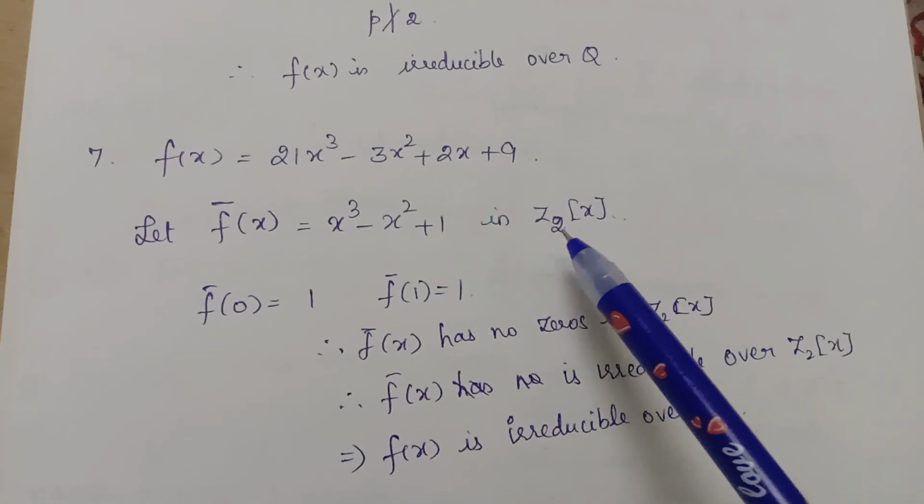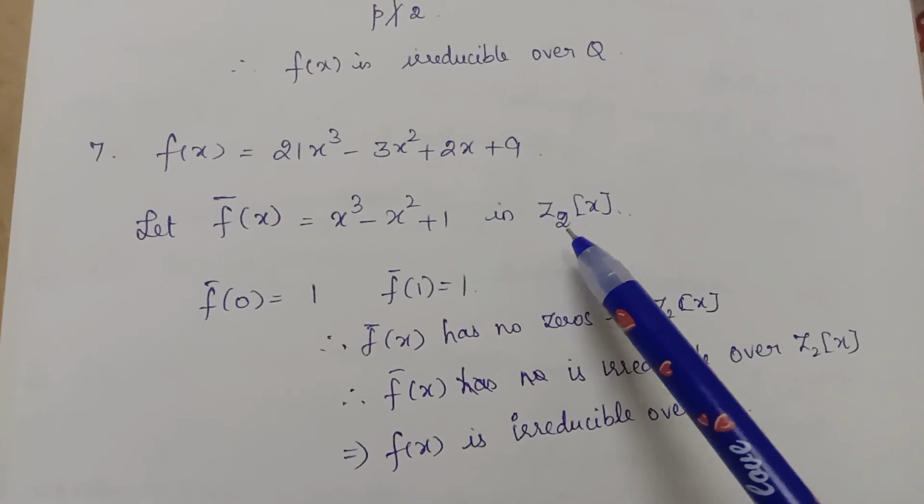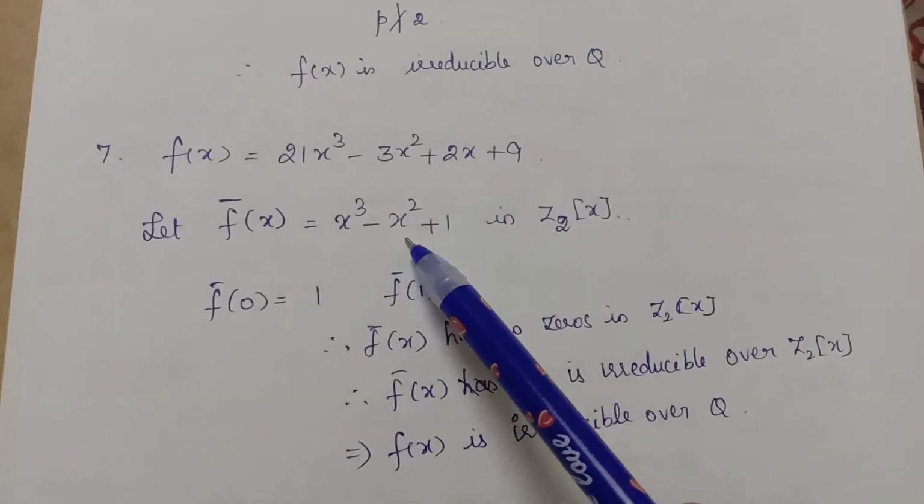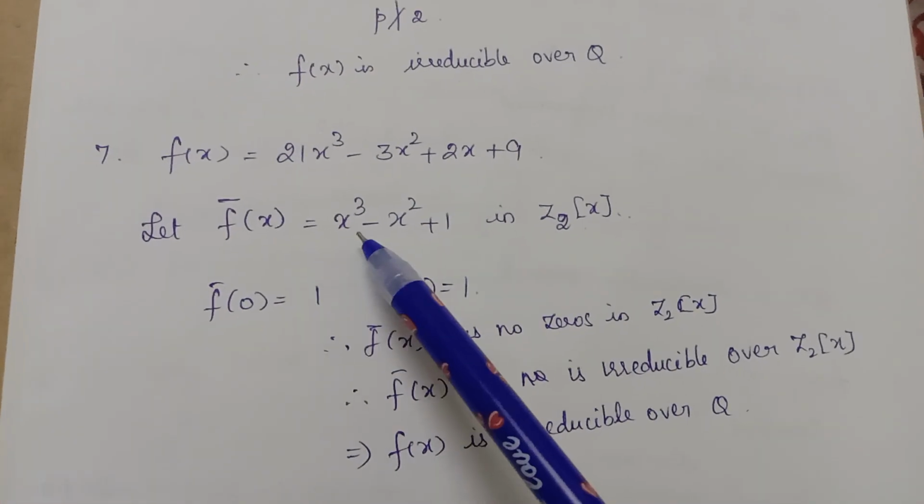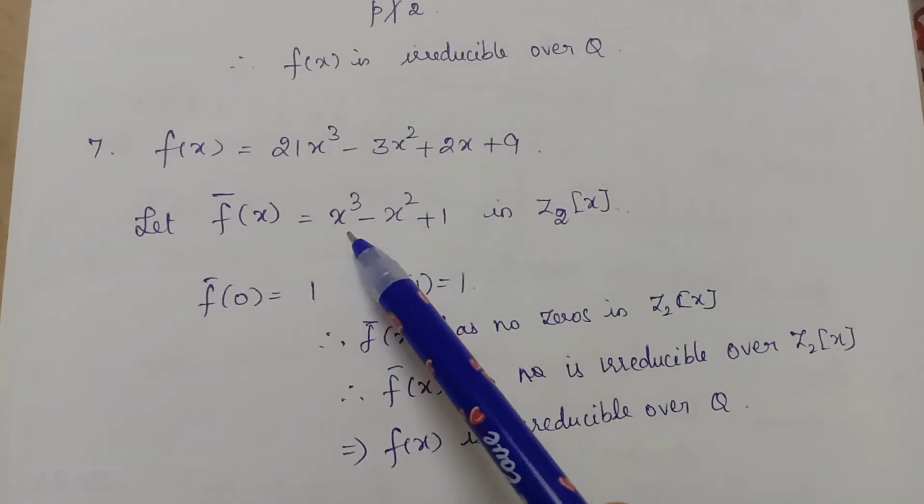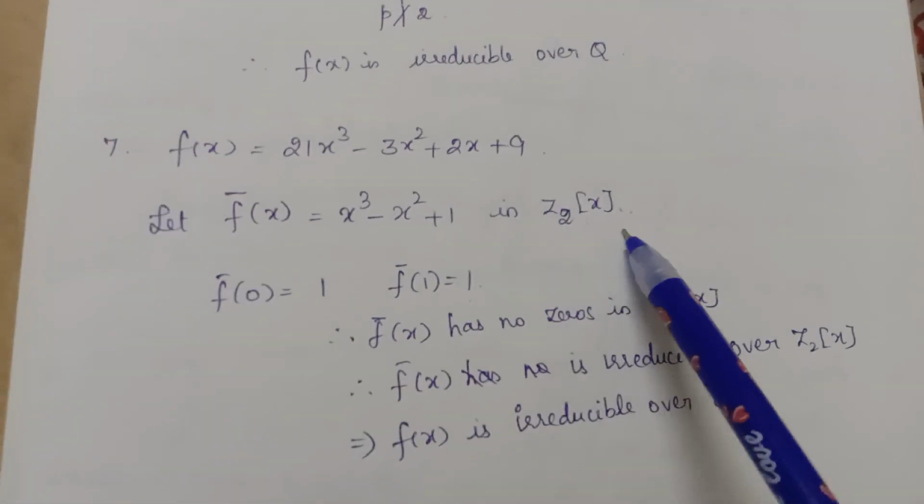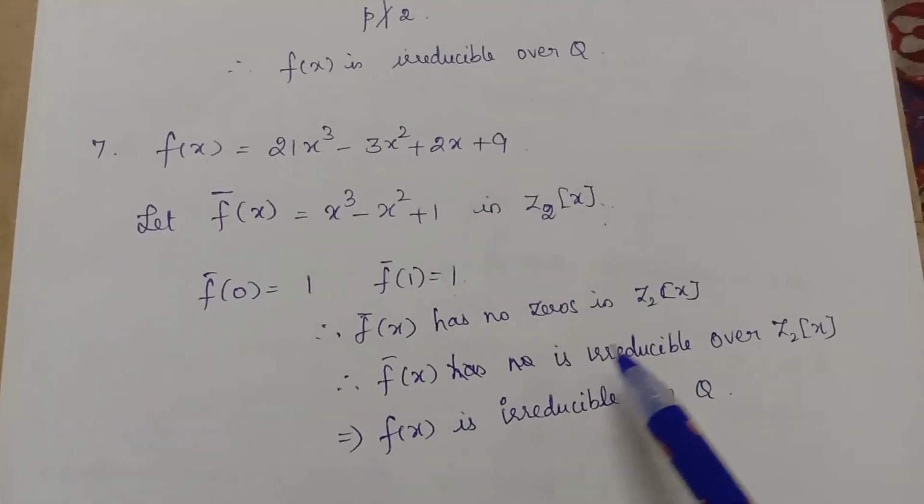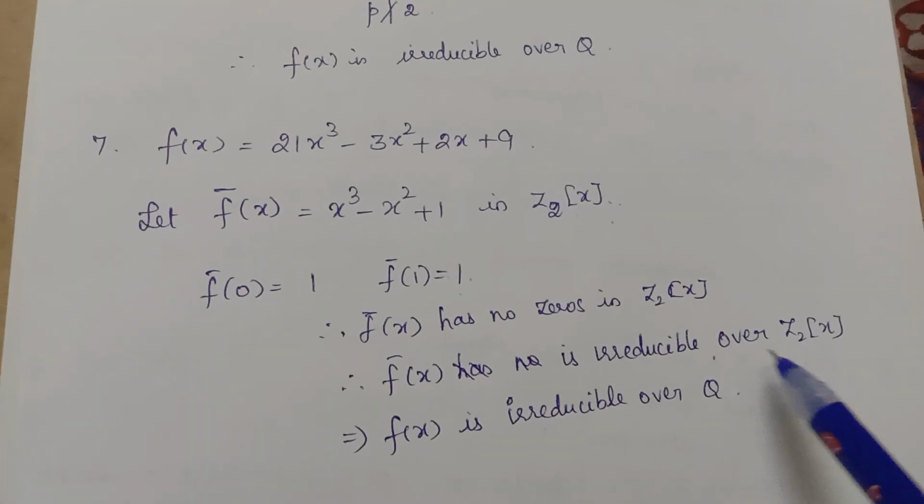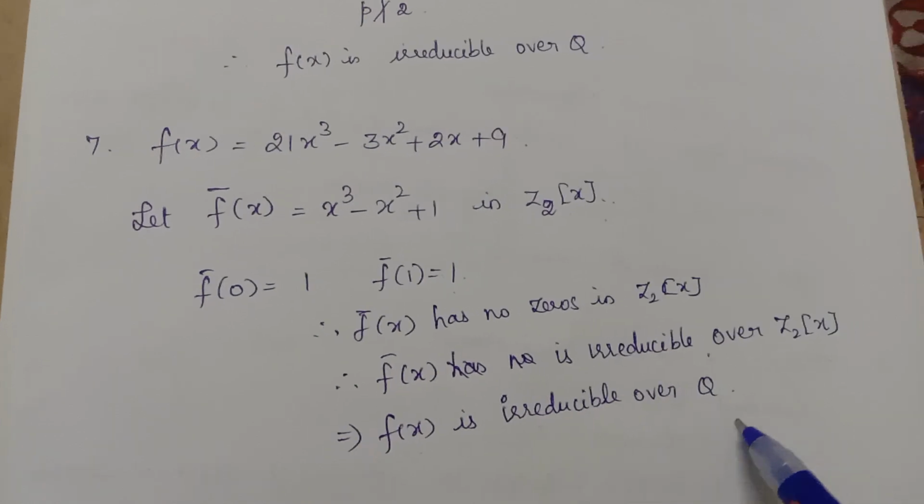In Z2 only two numbers are there, one is 0, another one is 1. You check f bar of 0 and f bar of 1. F bar of 0 is 0 plus 1, which is 1, and f bar of 1 is 1 minus 1 plus 1, which is equal to 1. So no zeros in Z2 of x. Therefore f bar of x is irreducible in Z2 of x. Therefore it is irreducible in Q.